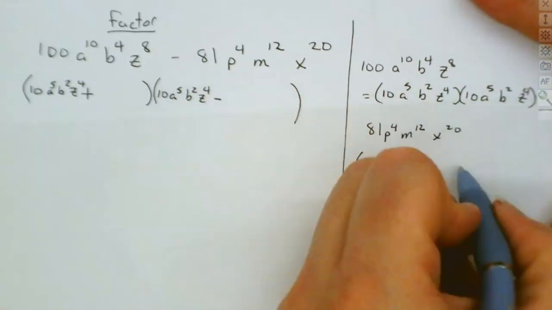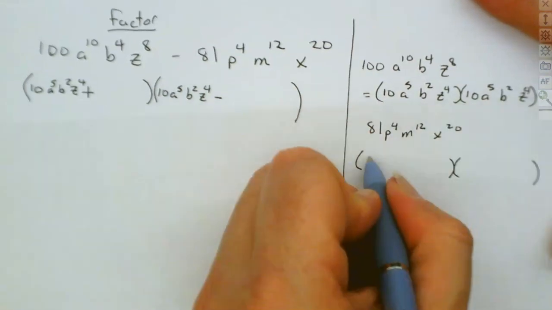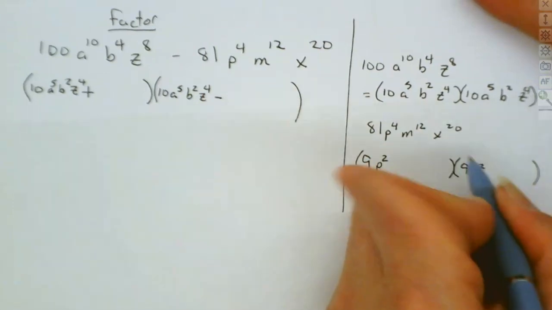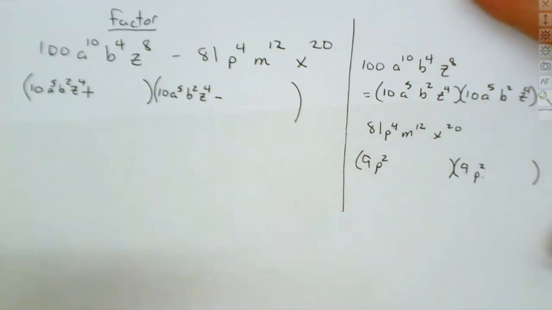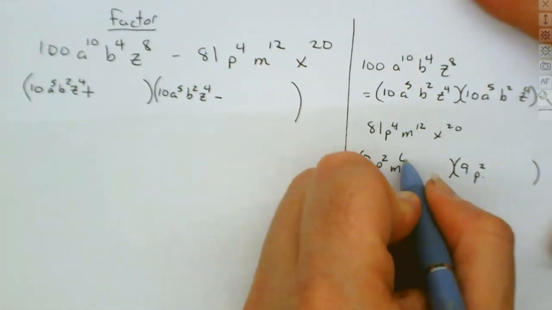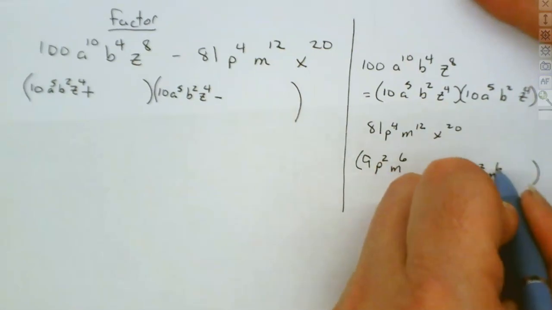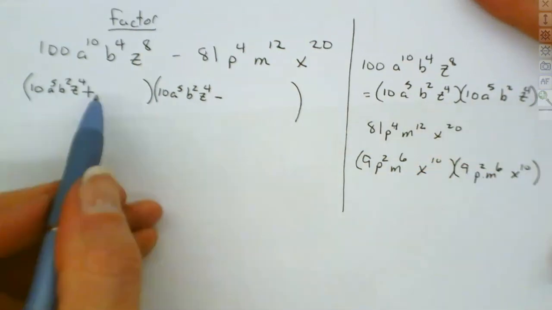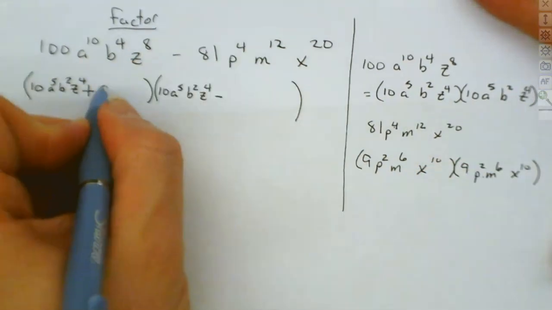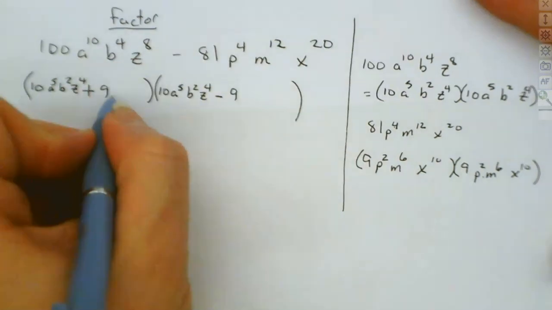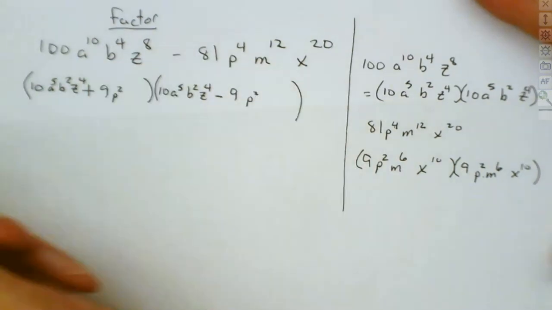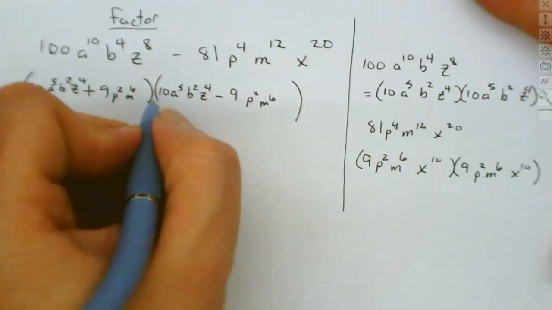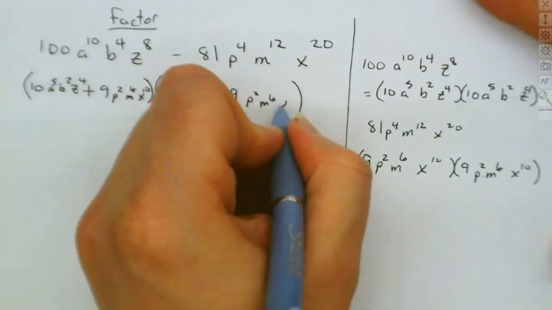Well, 81 again is a perfect square of 9. So that's 9 and 9. p squared and p squared. See, we're just halving. Half of 4 is 2, so that splits up. m to the 12th, 12 splits in half into 6 and 6. And x to the 20th is 10 and 10. Okay, one's positive, one's negative. And we need a 9 and a 9. We need a p squared and a p squared. We need an m to the 6th, m to the 6th. And we need an x to the 10th, x to the 10th.